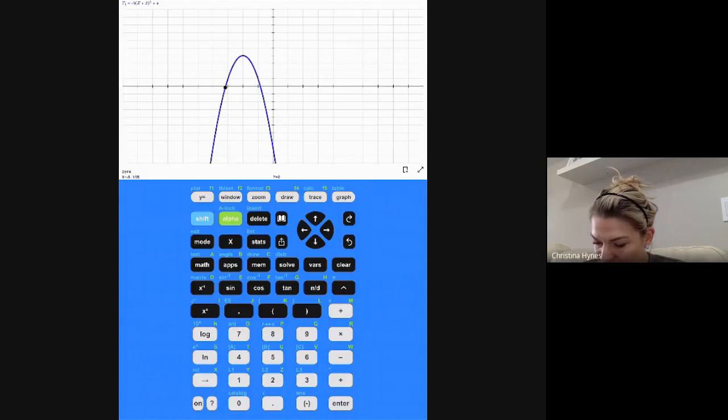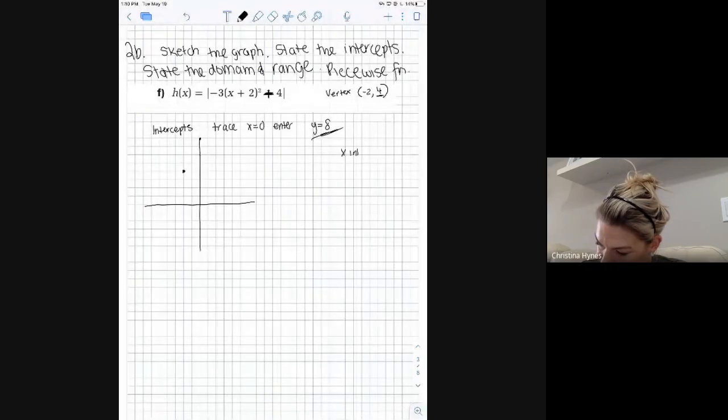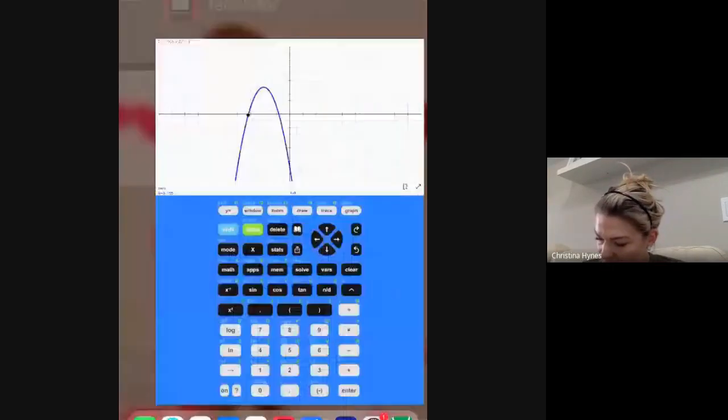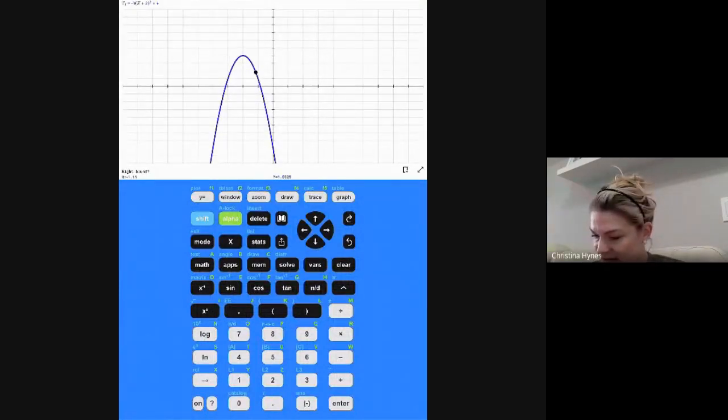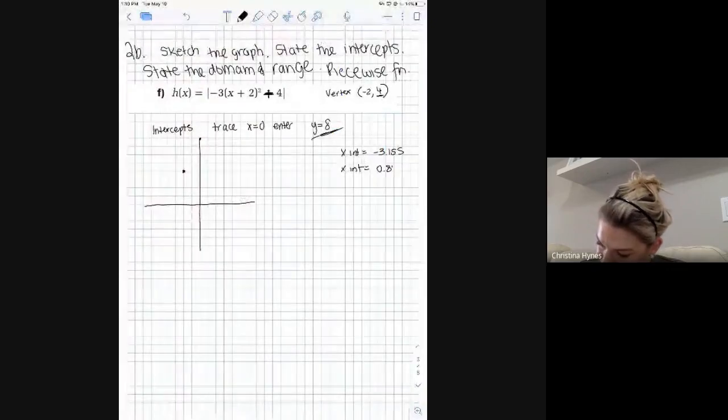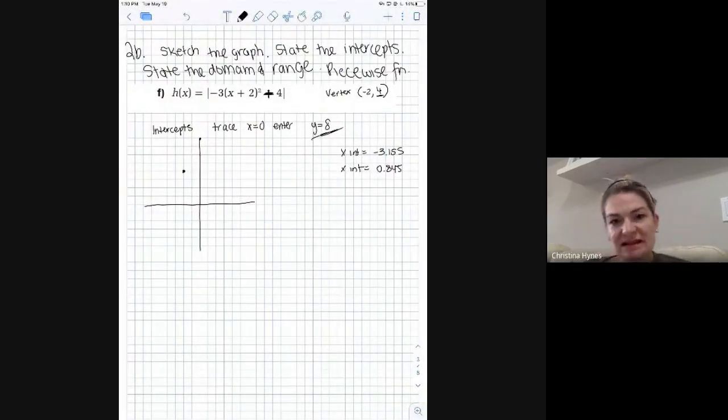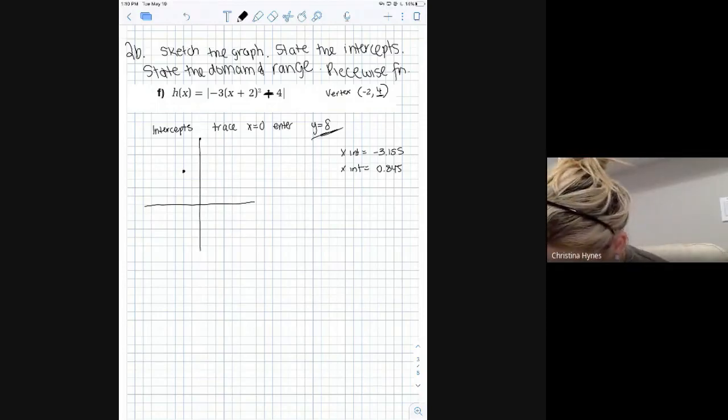And we know that one of them is -3.155. And then we need the other one as well. So you would repeat that step by going 2nd Trace, number 2, go to the left side of that x-intercept, Enter, right side of that x-intercept, Enter, and Enter again, 0.845. And then you can plot those. So this really gives you a nice image of what you can expect for the sketch. Okay, so you're answering the questions while doing the sketch.